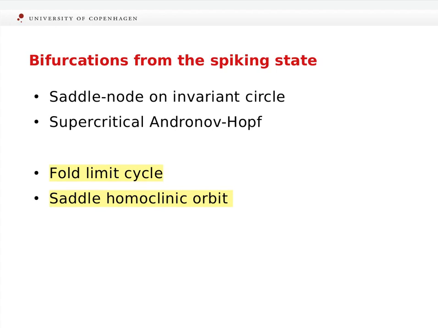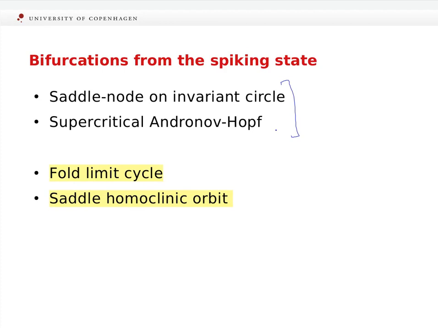The two of them are actually very simple. It's just the same as going from resting to spiking, but in a reverse direction. These are saddle node on invariant circle and supercritical Andronov-Hopf bifurcations. So if you go one way, like depolarizing the neuron or applying the depolarizing current, you get from resting to spiking, and if you inject a hyperpolarizing current, you go from spiking to resting in exactly the same manner.